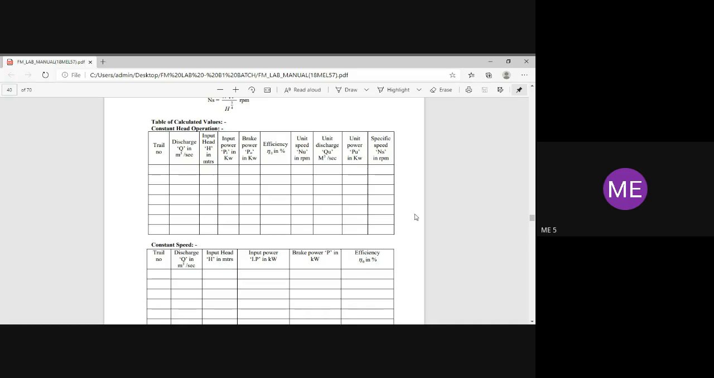Just do the calculation in the calculator and put it in the tabular column. No need to show all the calculation. You have to show any one specimen calculation. The remaining you just have to put in this tabular column only. Constant rate operation, for 90 degree, for 180 degree, for 270 degree, and for 360 degree.